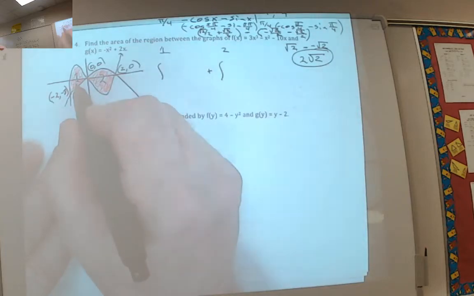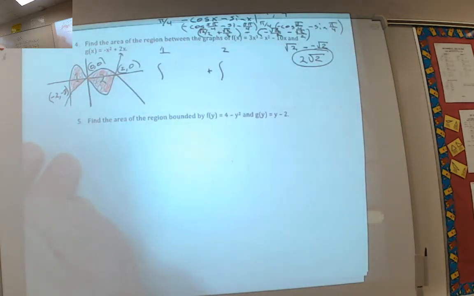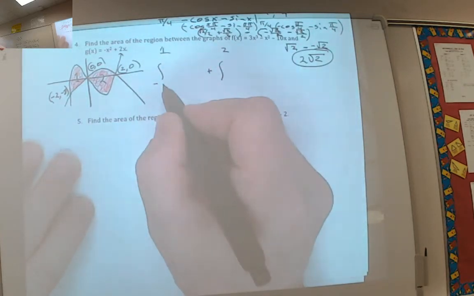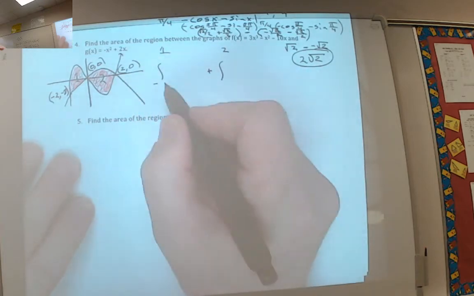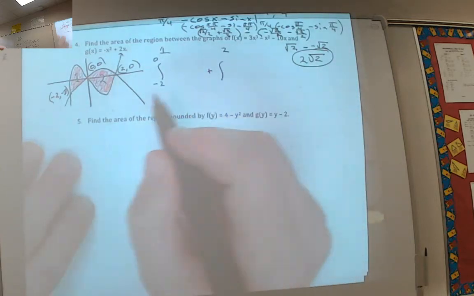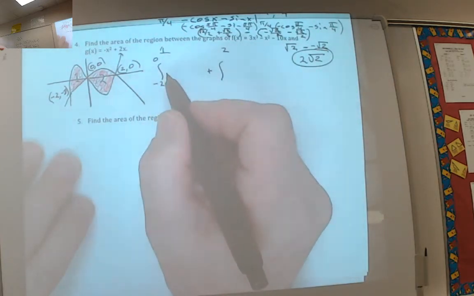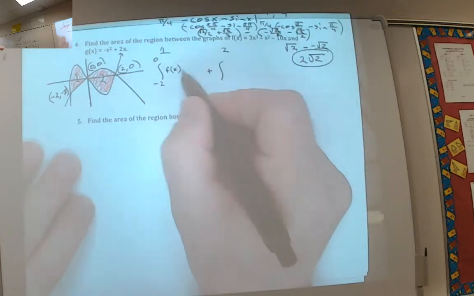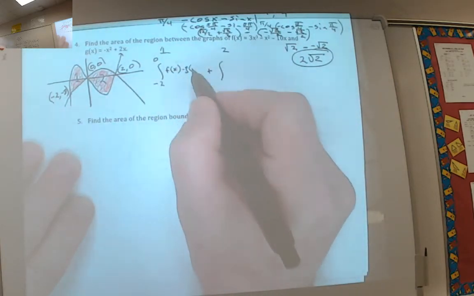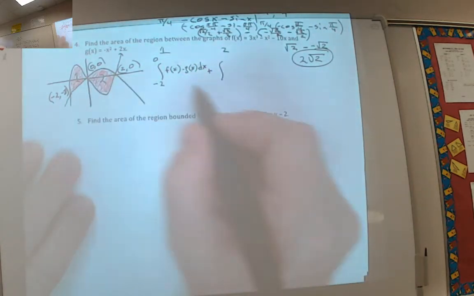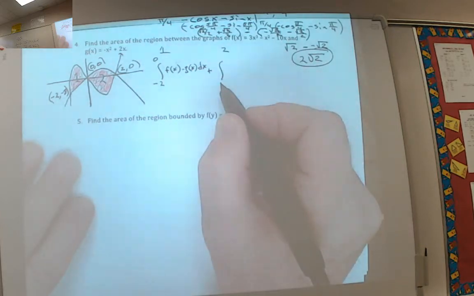That's this, number 1. And remember, it's in terms of x. Negative 2 to 0, perfect. What equation is on top first? It would be 3x cubed minus x. Okay, so I'm going to call it f of x. Perfect. You can say it just the way you said it, that's fine. Minus g of x dx. Okay? And that'll give me region 1. What's region 2? 0 to 2.